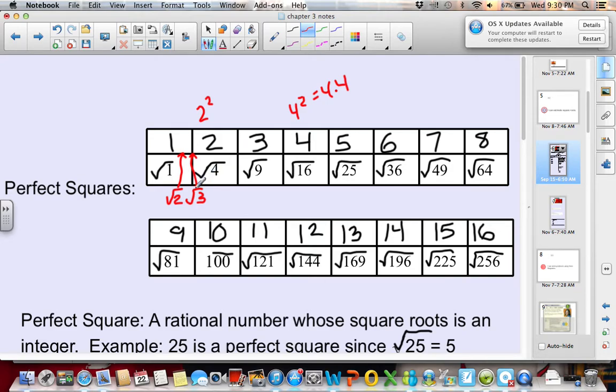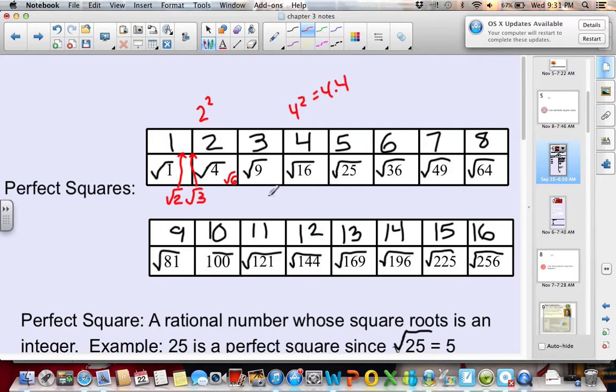Even though they're not going to be a whole number, or an integer, it still is going to be something in between 1 and 2. Okay? Just like the square root of 6, for example, would fall in between the square root of 4 and the square root of 9.